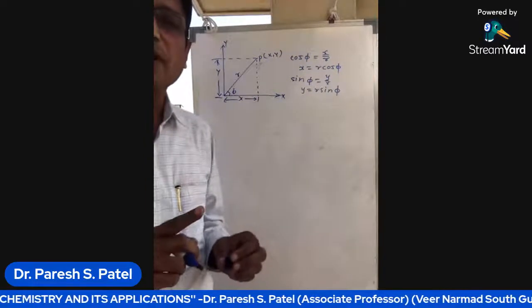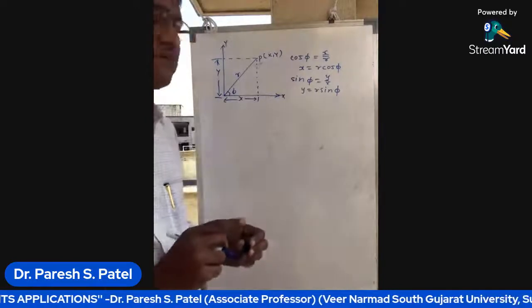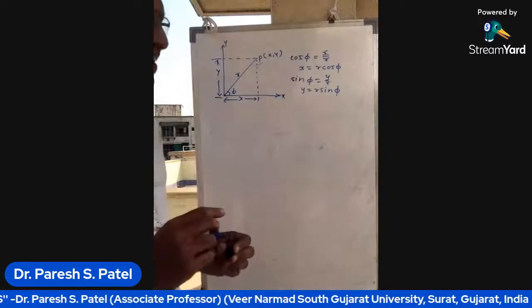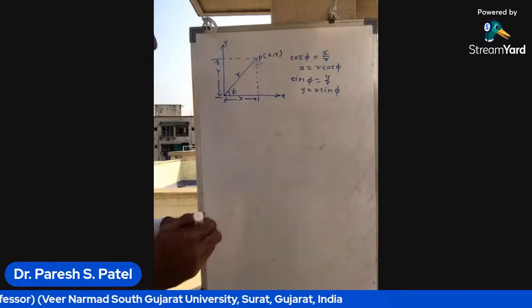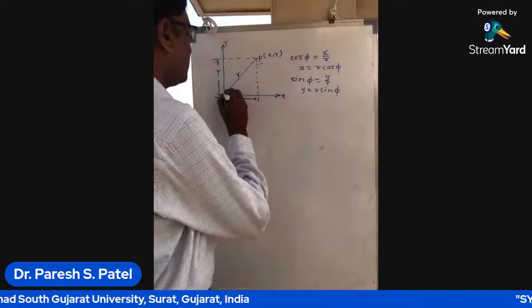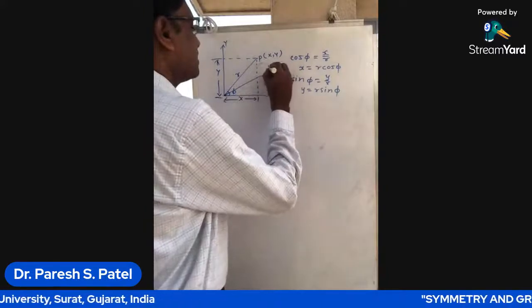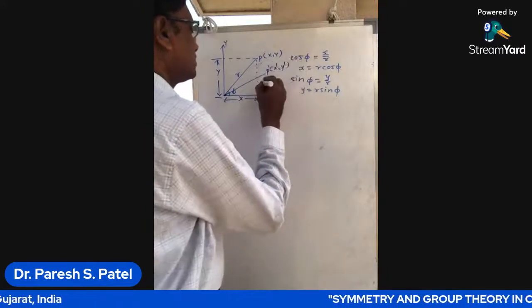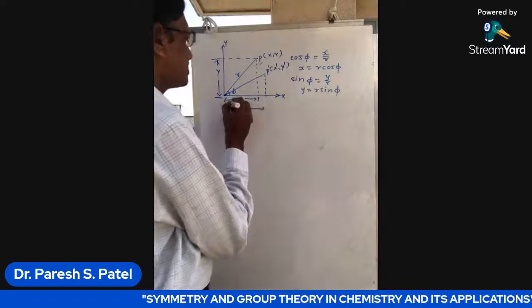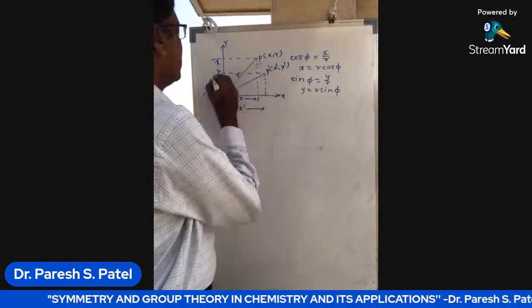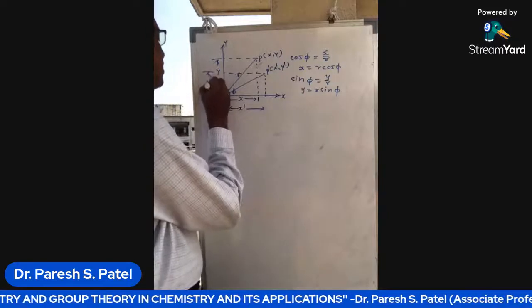Now if we rotate vector P by theta, that is a clockwise rotation, what will happen over here? Suppose this one is P dash, with x dash, y dash. So along the x-axis the distance is x dash, and along the y-axis the distance is y dash.